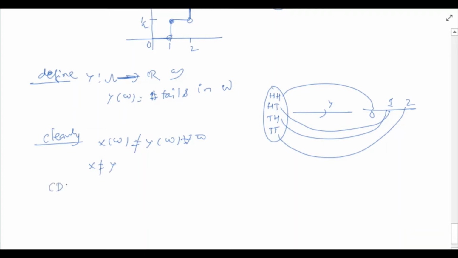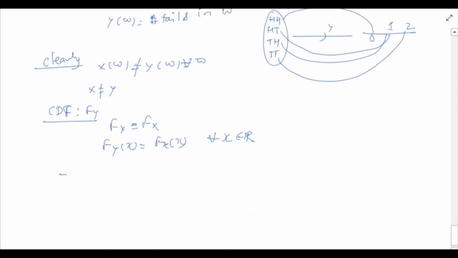However, if we consider the CDF, cumulative distribution function of Y, say F_Y, then F_Y turns out to be same as F_X. In other words, F_Y(x) is equal to F_X(x) for all x in R. So we see that if two random variables have same CDF, that doesn't mean that they are identical. So two random variables can have same CDF without being identical.